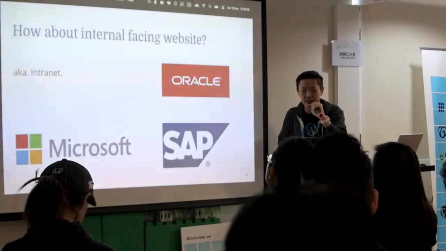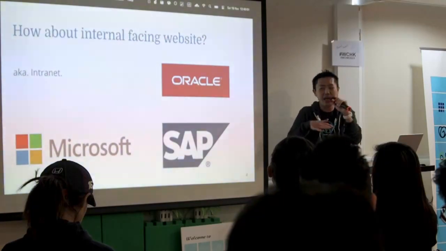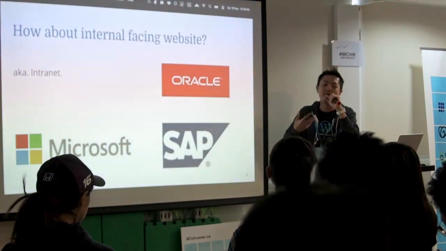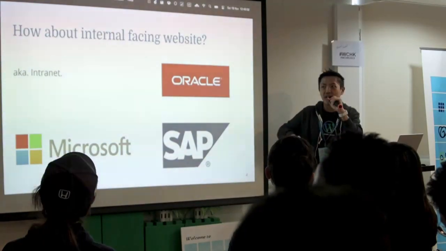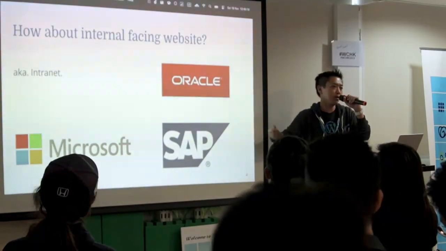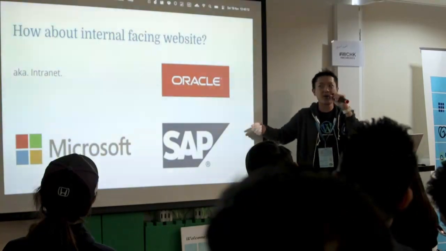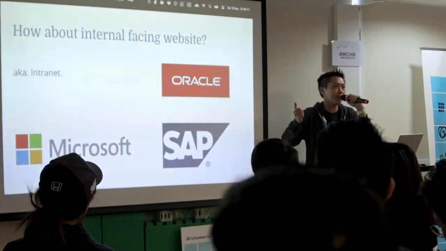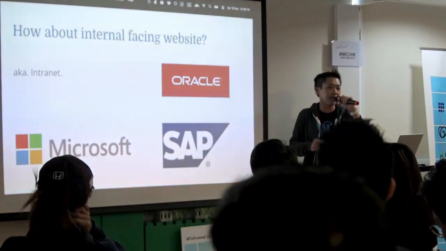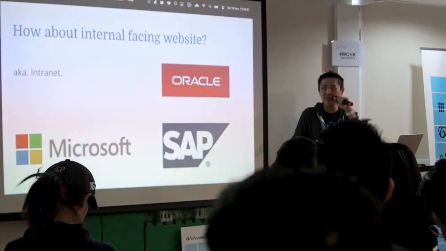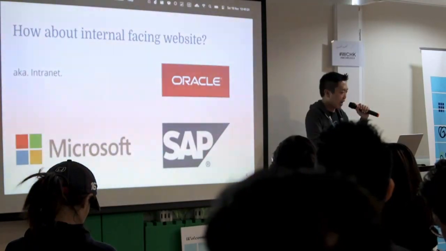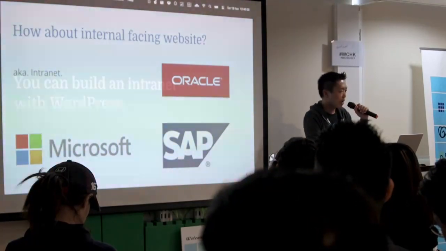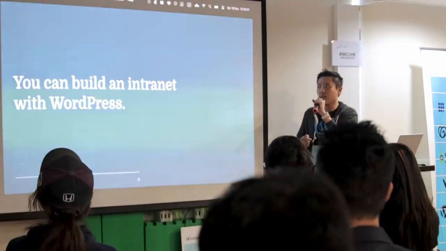When people think about intranet, now I'm from Malaysia, I don't know about the landscape in Hong Kong, but in Malaysia, when we talk about intranet, we think of all these big names, right? Oracle or Microsoft, Microsoft SharePoint Server. And you think about intranet systems like SAP. These things are famous, and they're also famous for being not cheap, they're expensive. So today I'm here to share my experience of how you can build an intranet with WordPress.